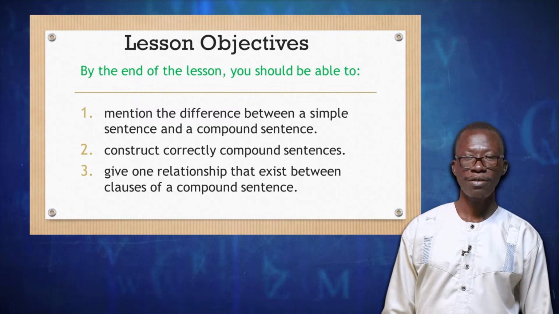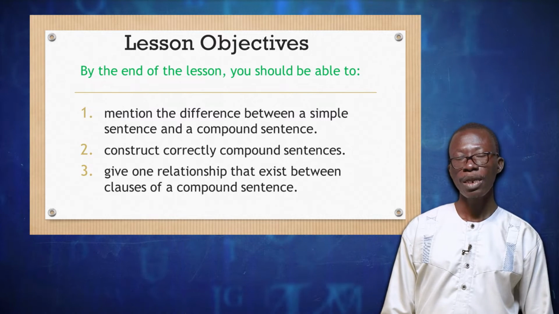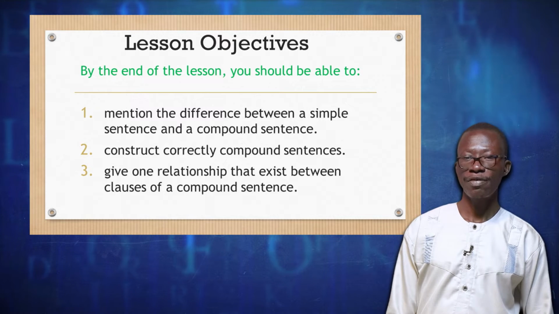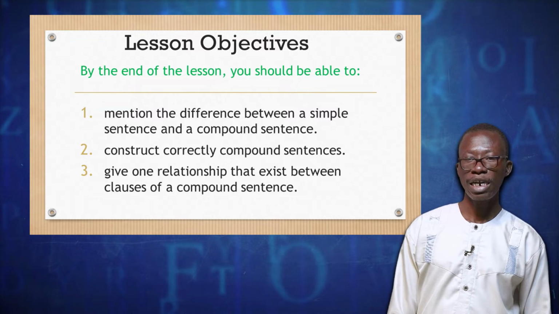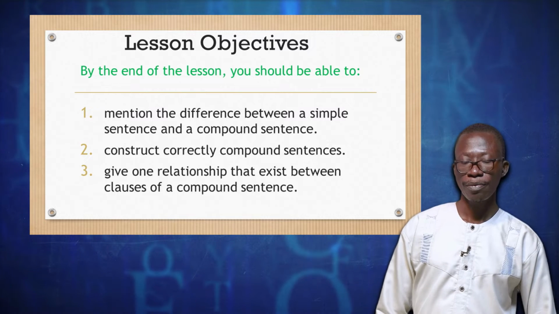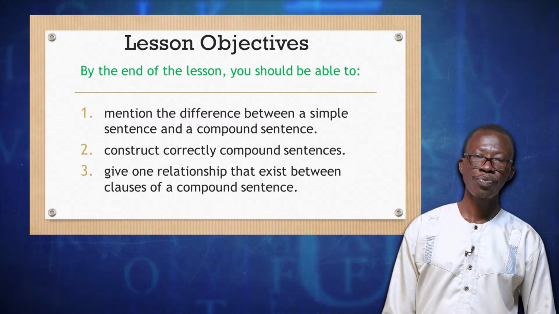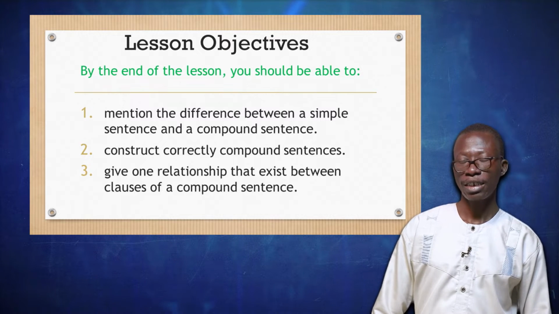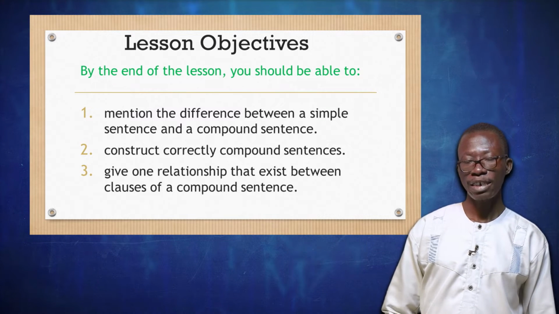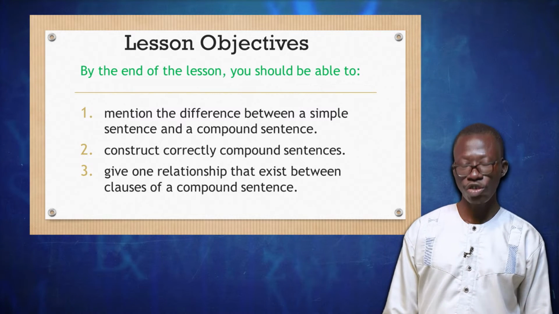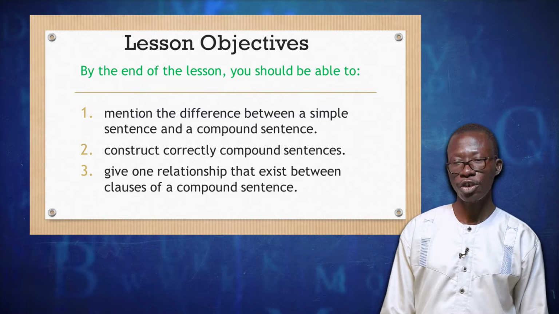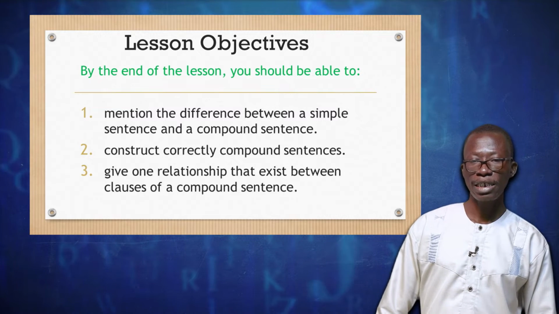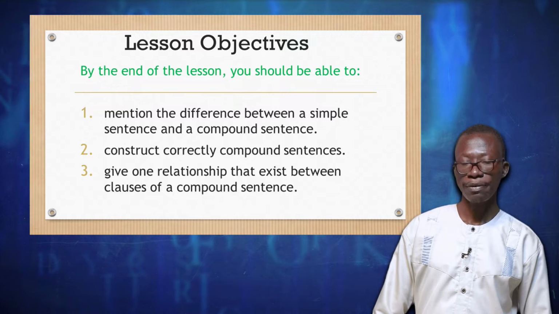Let us look at the objectives for the lesson. It is our aim that by the end of the lesson, you should be able to: 1. Mention the difference between a simple sentence and a compound sentence. 2. You should be able to also construct correctly compound sentences, so that at the end of the lesson, if you are asked to construct a compound sentence, it shouldn't be difficult for you to do that at all. And then 3, you should be able to give at least one relationship that exists between clauses of a compound sentence.